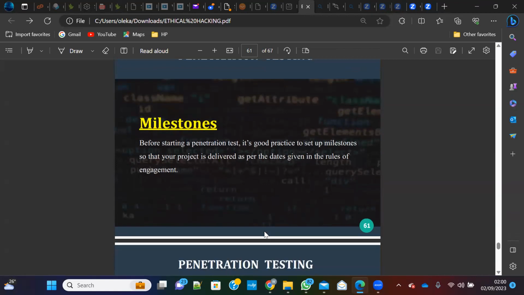All right. So the next is milestone. Before starting a penetration test, it is good practice to set up milestones so that your project is delivered as per the date given in the rule of engagement.